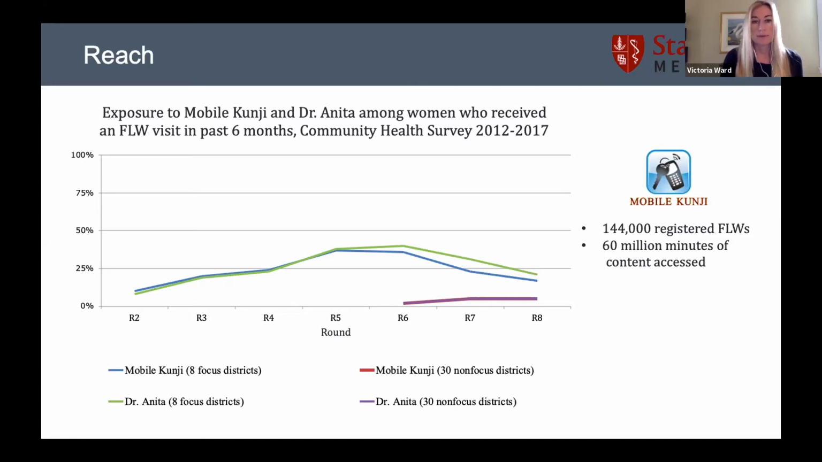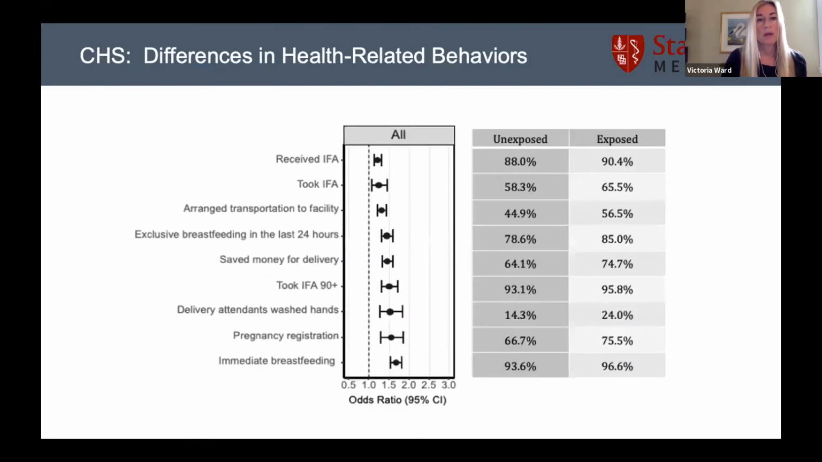Now, while that may seem at first glance to be a smaller number, knowing that the population of the focal districts is 28 million, you really start to see the scale of implementation here. When we look at the data, we see that 60 million minutes of content had been accessed, and there were almost 150,000 frontline workers that were registered and using the tool.